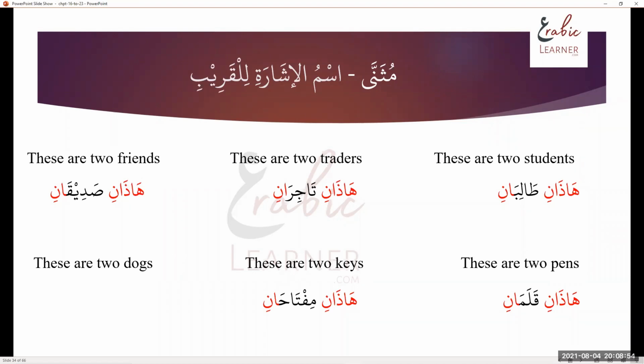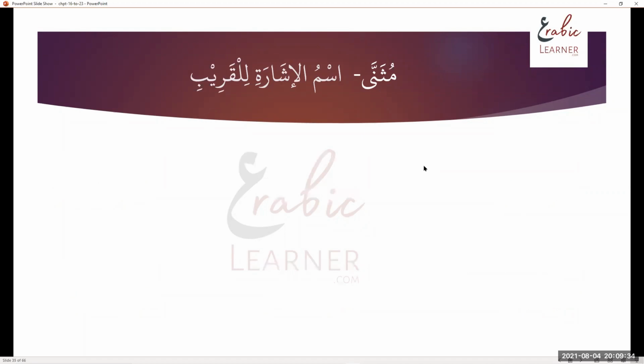And remember, brothers and sisters, as I mentioned, Musanna is always salim. Hadani kalbani. Well done. Not like Jama. In Jama, there are two things: Jama salim or Jama taksir. But here, Musanna is always salim. So if you know the singular word, it's very easy to make Musanna. You just add ani at the end of that, and ani is normally in the halat of rafa.